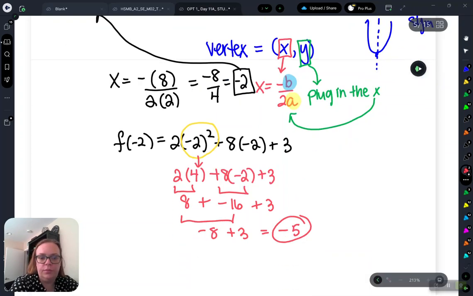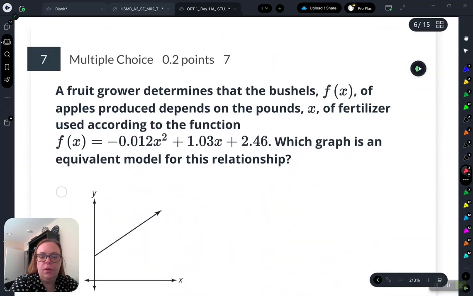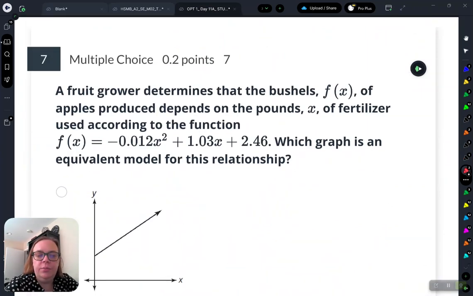Okay, number 7. A fruit grower determines that the bushels f of x of apples produced depends on the pounds x of fertilizer used according to the function f of x is equal to negative 0.012x squared plus 1.03x plus 2.46. Which graph is an equivalent model for this relationship?